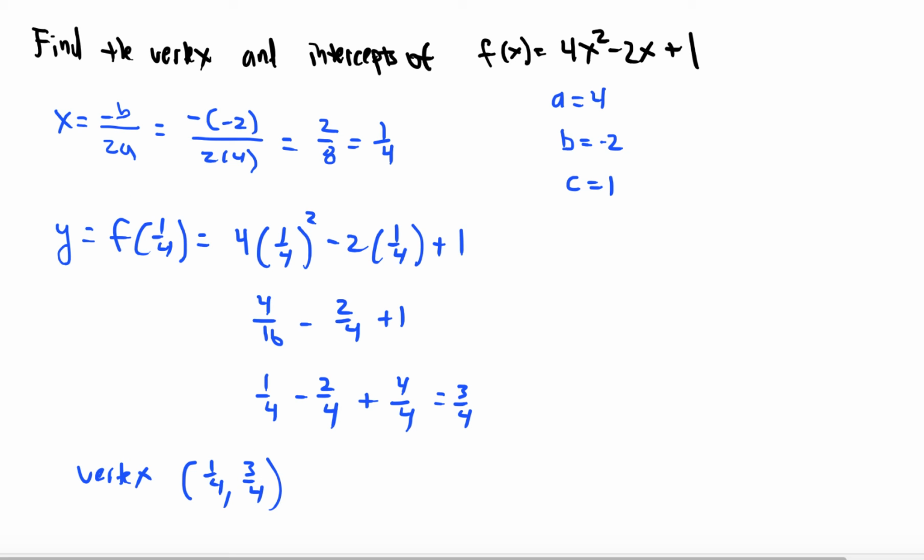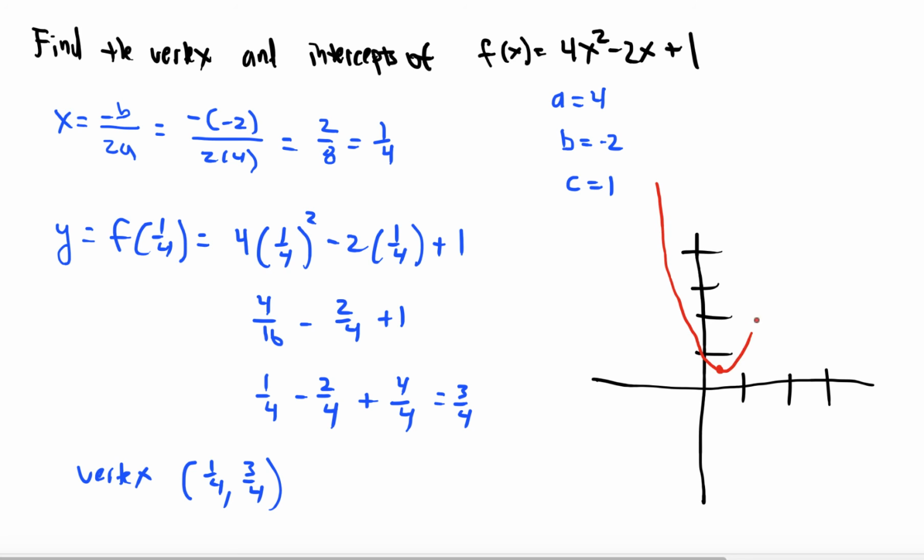We also notice that a is positive, which means that this parabola is going to open up. But take a look at where the vertex is located. The vertex is at 1/4, so we'll go 1/4 to the right and 3/4 up, just eyeballing it here. But wait a minute. If this opens up, then it is not going to cross the x-axis, which means that there are no x-intercepts.